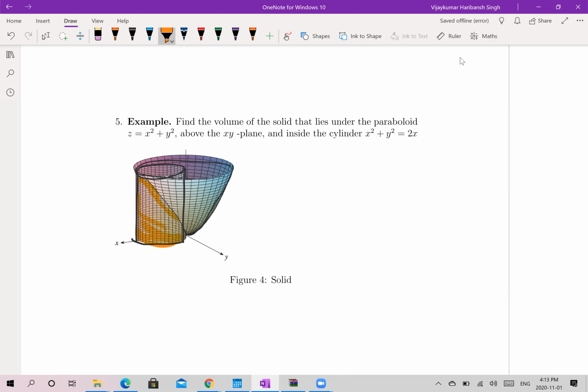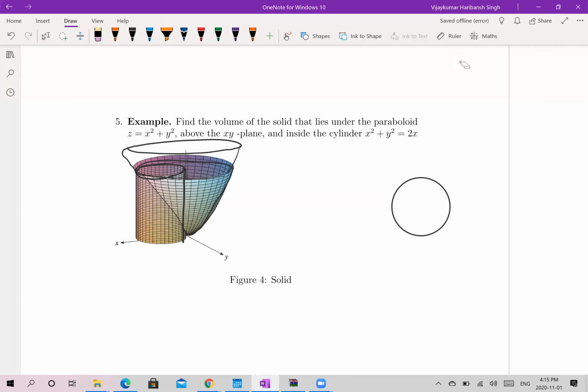It's a 3D solid figure, and we are looking for the volume of this solid, which is inside the cylinder but under the paraboloid. The paraboloid goes like that, and even in that case, we are just interested in this part here. So let's find out how. Again, the first step is to look at the footprint of this in the XY plane, which is again going to be a circle. So let's look at that.